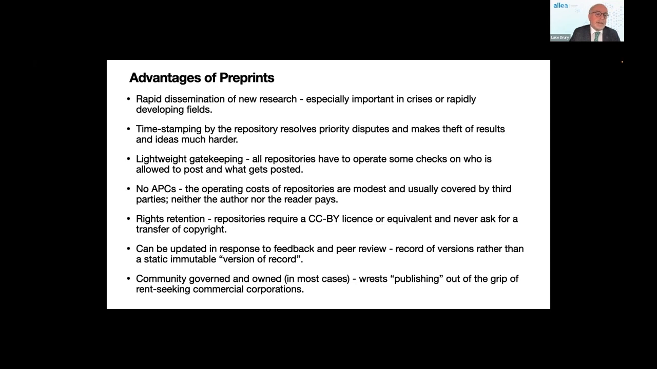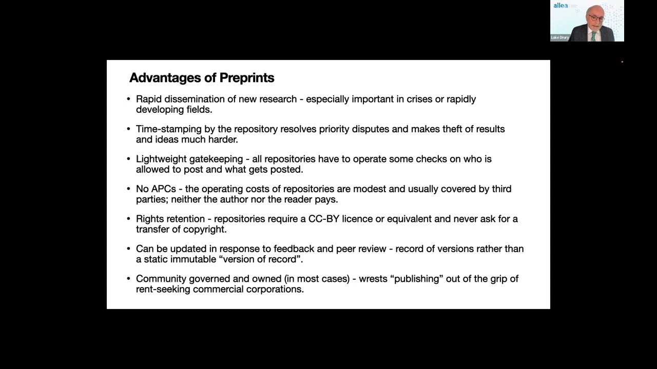A very important point, of course, is that the operating costs of digital repositories are very modest and can be easily covered by third parties so that neither the reader nor the author has to pay. It's usually somewhere between $10 and $100 or euros per article, very much less than the costs of publishing in a paper journal. Rights retention, a very important point.